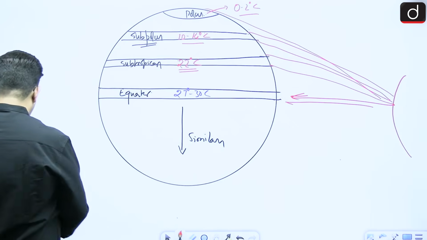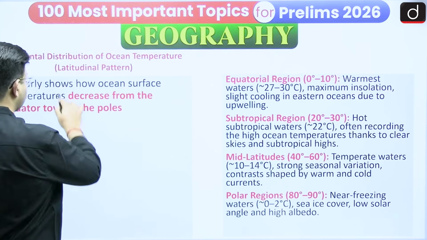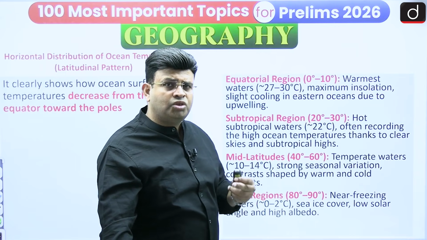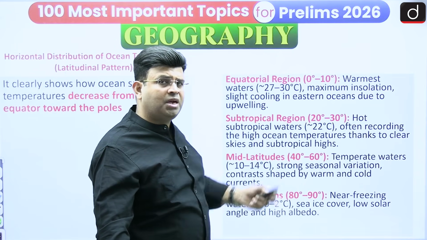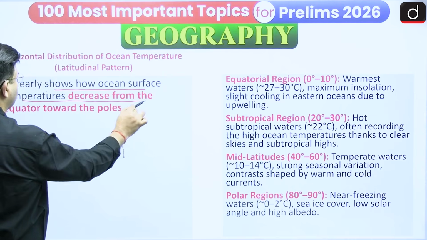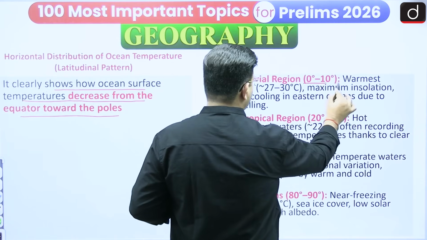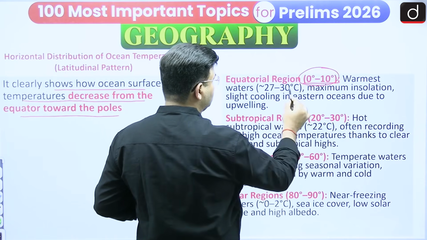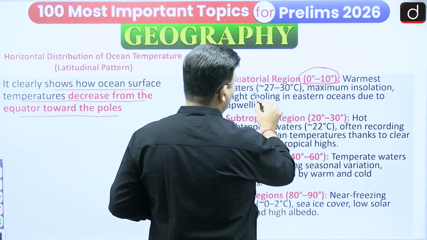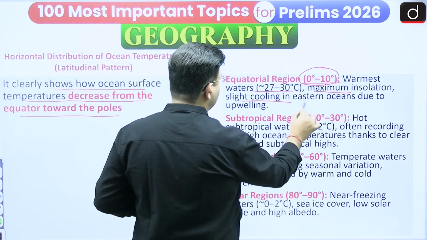Let us see this. On the basis of that, we have seen that the temperature of the ocean is decreasing from the equator to the poles. Here it clearly shows how ocean surface temperature decreases from the equator towards the poles. In the equatorial region, between 0 and 10 degrees latitude, the water is the warmest because of maximum insolation, with slight cooling in the eastern ocean.